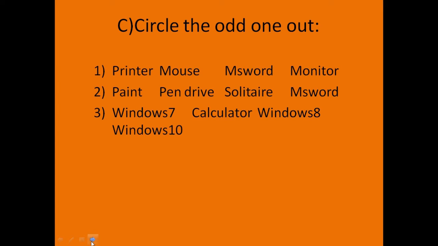So your third exercise is circle the odd one out. You can see many options are given, like number 1: printer, mouse, MS Word, monitor. One is different from the rest of the three. That odd one you have to find out and circle. Is it clear, children? You have to circle that.